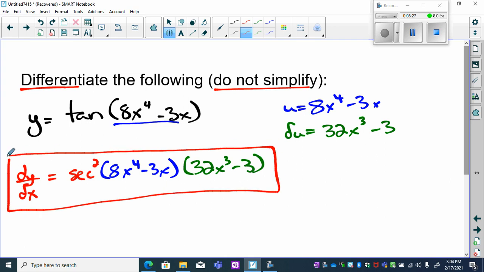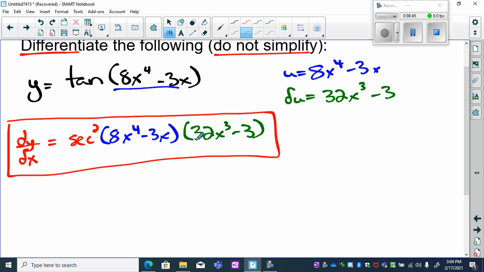Just one little note. If I did simplify, all I would probably do is put this green binomial in front. You do not multiply that by this. This blue 8x to the fourth minus 3x is the argument on this trig function. Okay? You do not have to simplify, but if you were simplifying, all you would do is put this green binomial in front of the secant squared.